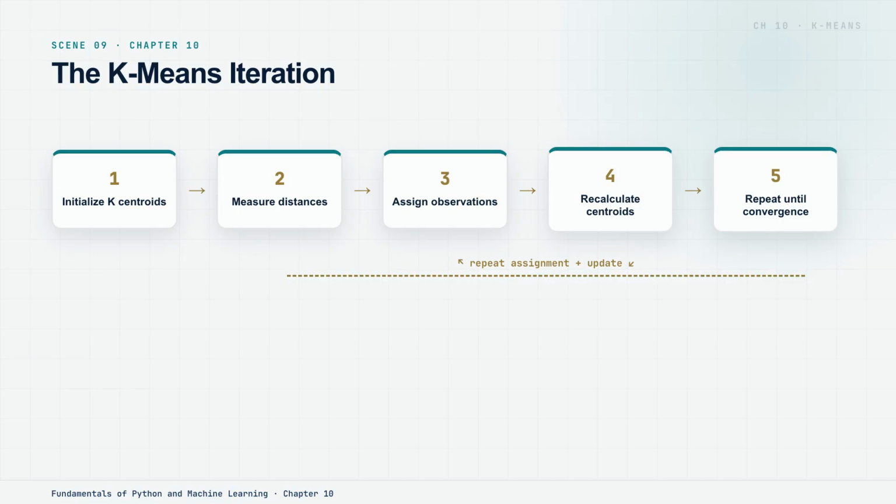Fourth, recalculate each centroid using the mean position of the observations assigned to it. Fifth, repeat the assignment and update steps. The process continues until the centroid movement becomes sufficiently small or another stopping condition is reached.